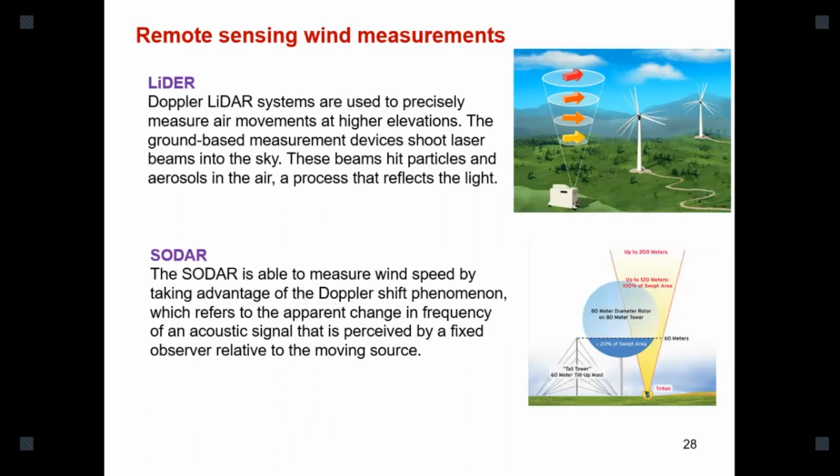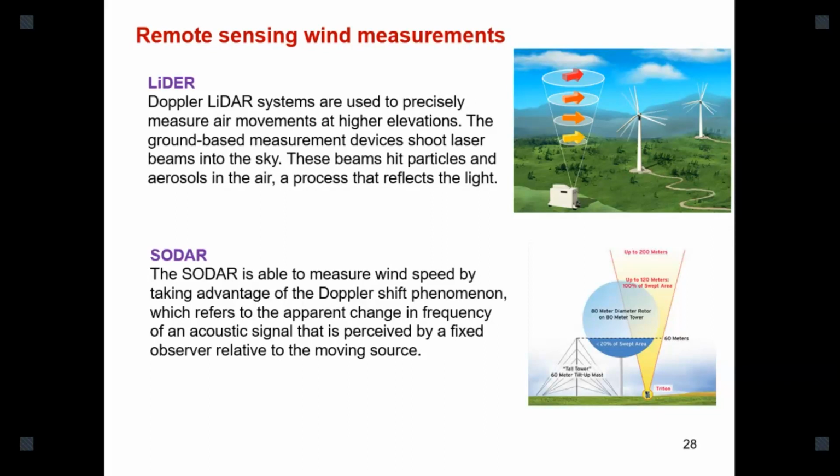Even though these instruments are also expensive, why do we call it remote sensing? Remote sensing means at the measuring point, we do not have any probe or sensor. In the previous cases, the cup anemometer or ultrasonic anemometer, we take the measurement at that point. But here, the instrument is located far away, taking measurements at some other place. That's the point. The remote sensing wind measurements.